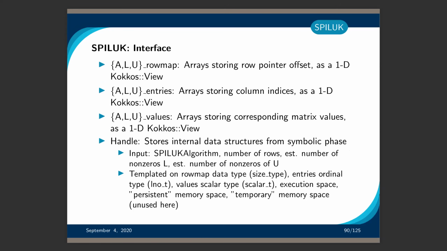The interface requires the CRS arrays as rank 1 views storing the row map, the entries or column indices, and the values for each of the A, L, and U matrices, A being the input matrix. It also requires an opaque handle object that was discussed in the previous sparse section, which stores internal data structures and parameters to support the routine. When initialized for sparse ILUK, the handle takes arguments for the algorithm option, the number of rows of A, and estimates for the number of non-zeros of L and U.